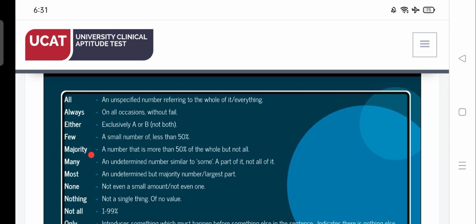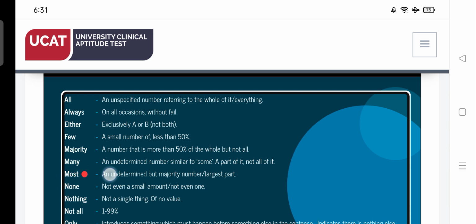Majority, a number that is more than 50% of the whole but not all. If we talk about everything, the whole of it, it means we are using all. But if we talk about the majority, we are saying majority of it. It means most of that number, more than 50% of that whole, but not all.